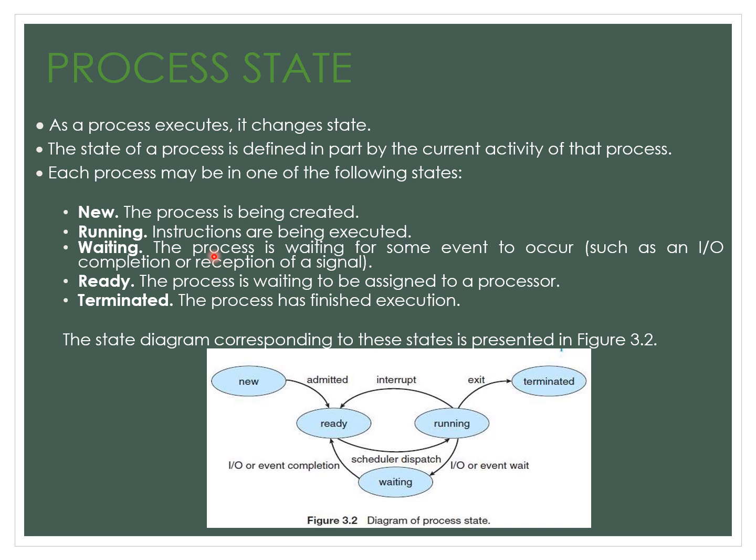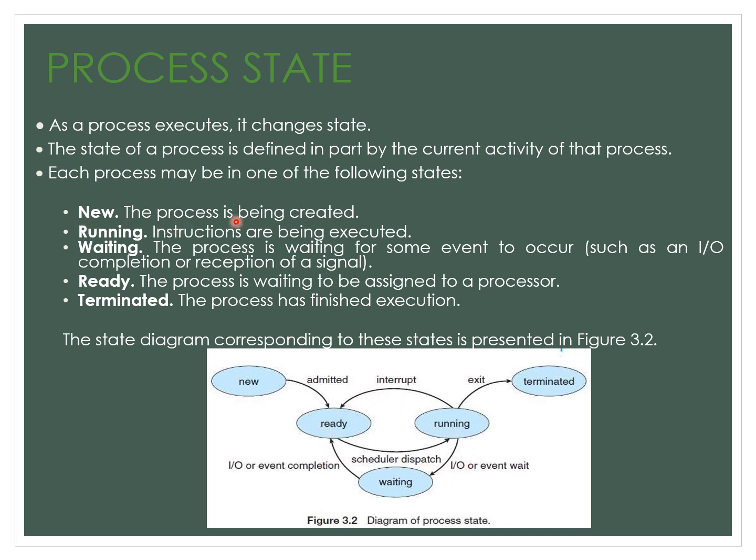Next, process state. As a process executes, it changes state. The state of a process is defined in part by the current activity of that process. Each process may be in one of the following states: new, running, waiting, ready, and terminated. This diagram shows the state diagram of a process.